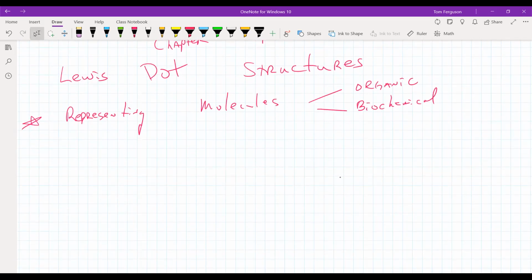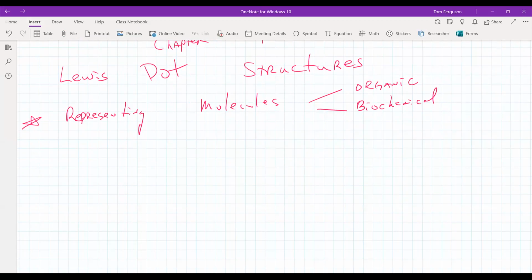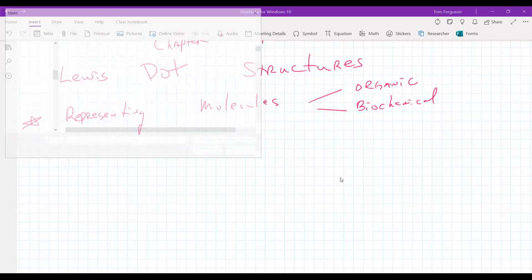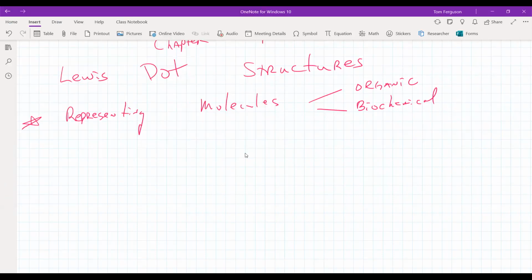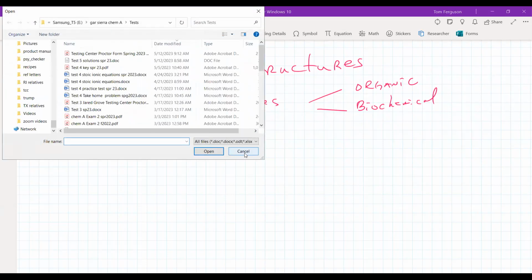Okay, so let's talk about Lewis dot structures. Hopefully this is a review. I'm using OneNote, by the way.